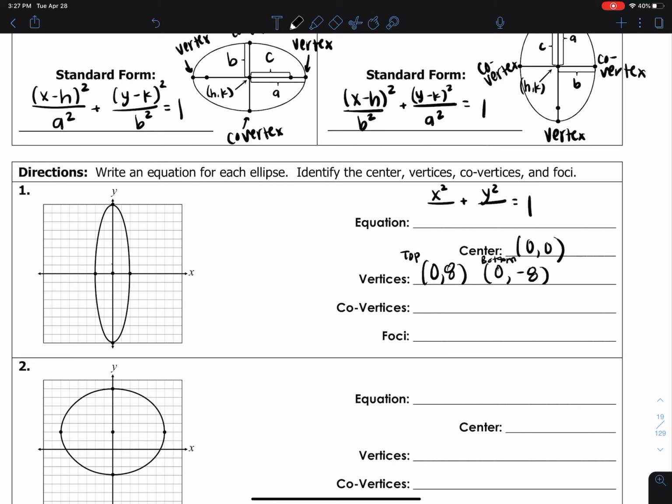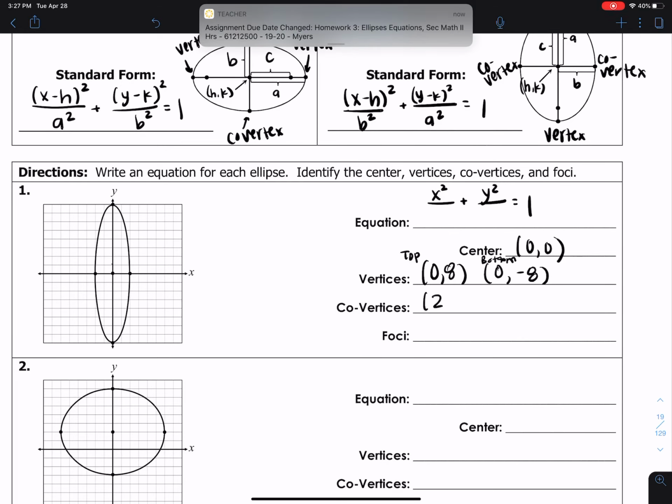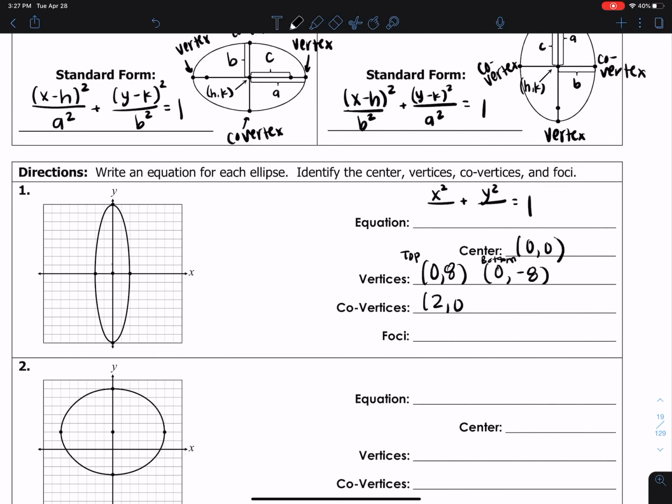And then you have the covertices. This is at 2, 0. And then we have negative 2, 0. So this one would be the right covertex. This would be the left covertex.